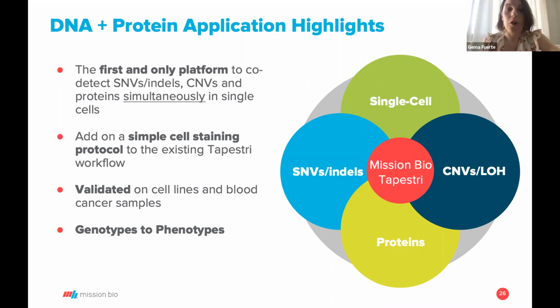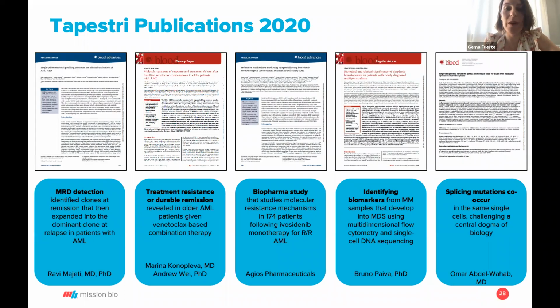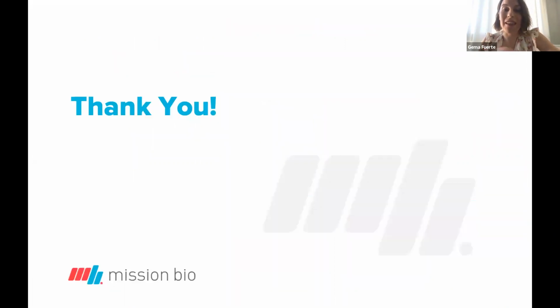So just to finish off, I'll show you the number of publications that we have from 2018. So this is 2018 to 2019. I'm going to just show you quickly. We can share the slides if you want to. These are publications in 2020 and more publications to come. So as you can see, we're very excited that our customers are starting to publish a lot of studies, and many of them already have DNA plus protein. So with that, I'd like to thank you for your attention and see if you have any questions.